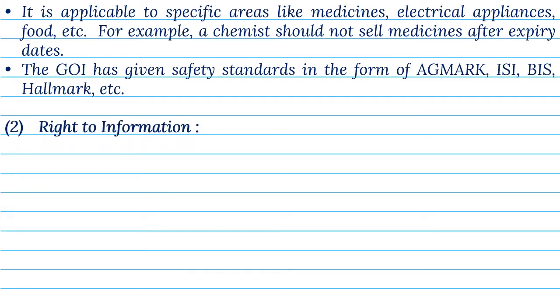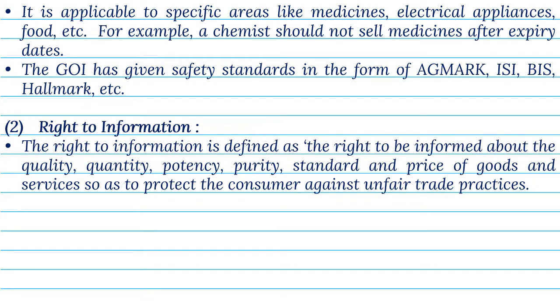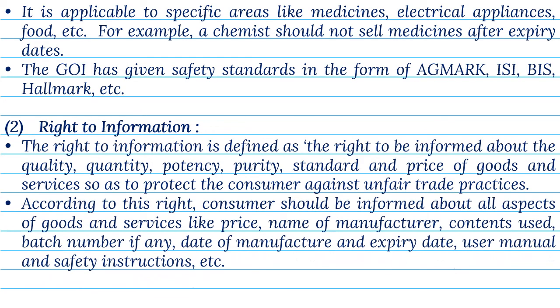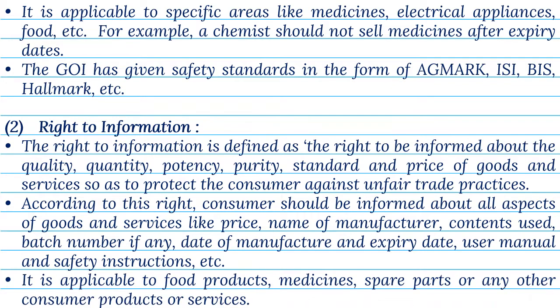2. Right to information. The right to information is defined as the right to be informed about the quality, quantity, potency, purity, standard, and price of goods and services, so as to protect the consumer against unfair trade practices. According to this right, consumers should be informed about all aspects of goods and services, like price, name of manufacturer, contents used, batch number if any, date of manufacture, and expiry date, user manual, and safety instructions, etc. It is applicable to food products, medicines, spare parts, or any other consumer products or services.